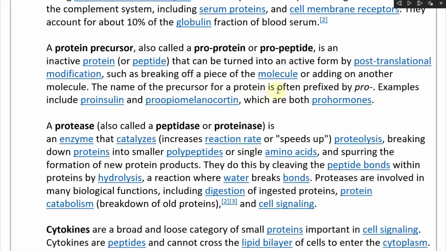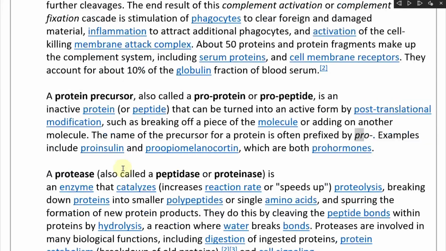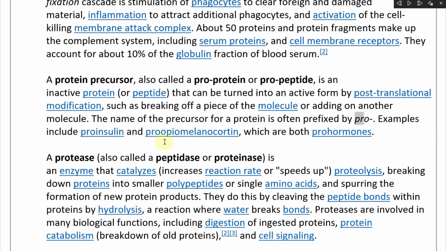The name of the precursor for a protein is often prefixed by pro. So whenever you have the word pro, it's the name of the precursor for a protein. Which is interesting there. So proprotein, and you add that in. So examples include proinsulin, precursor to insulin, and proopiomelanocortin, which are both prohormones, so basically precursors to hormones.